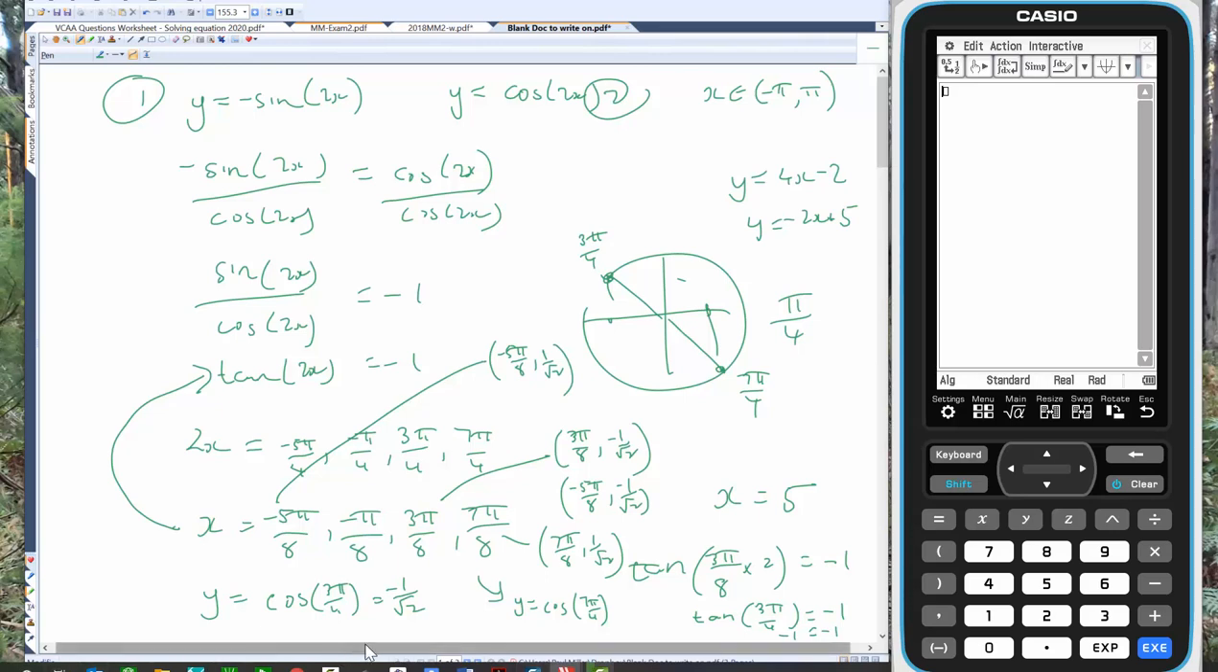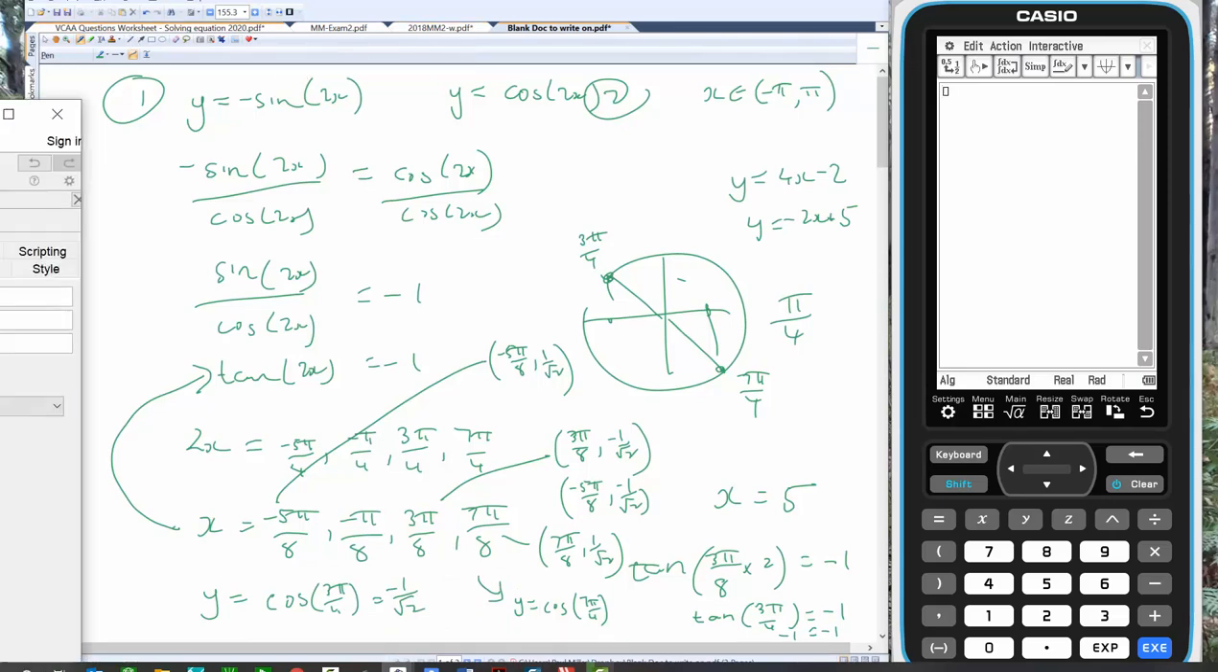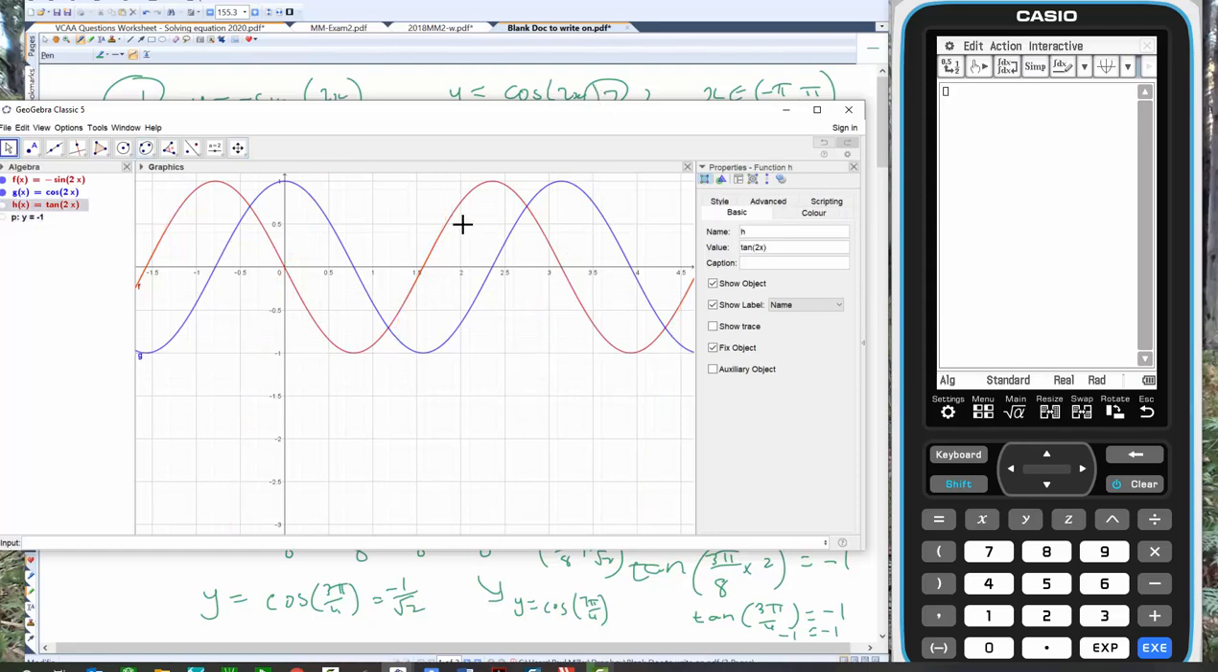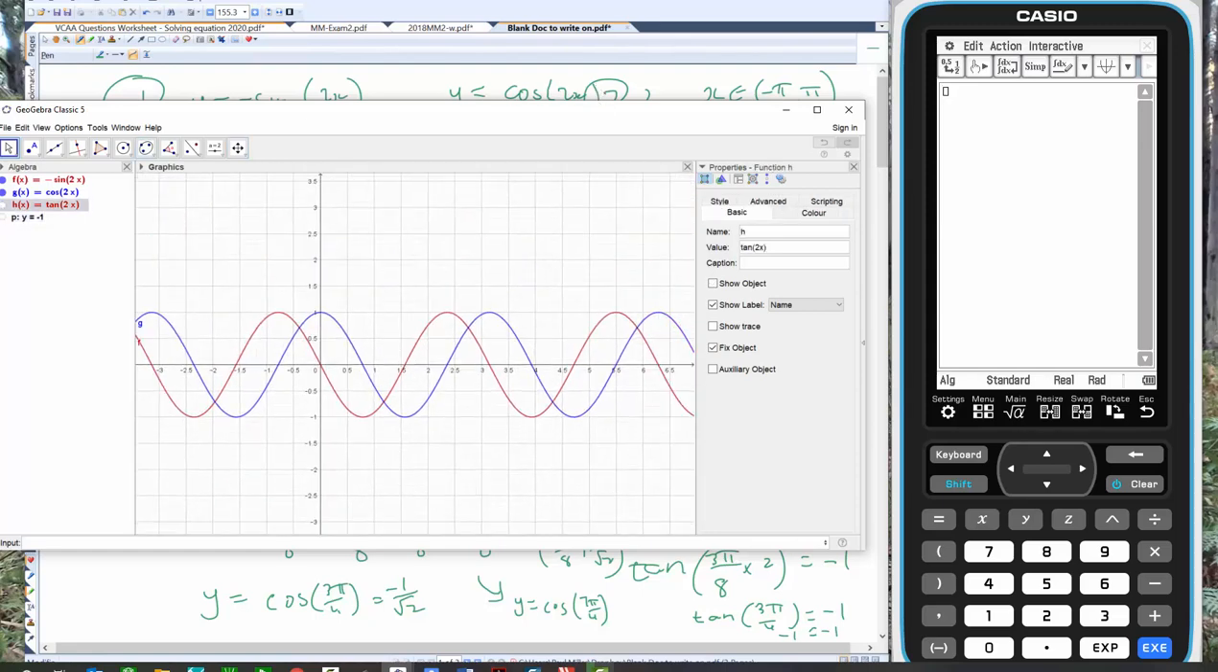Let's go and have a look at this problem in GeoGebra. So I'll just swing it in and show you what it looks like. Right, so there's our two functions. So there is negative sine 2x and cosine 2x there. So you can see our intersection occurs there, there, there, there, etc., etc.